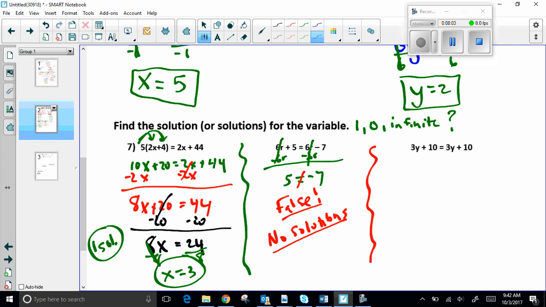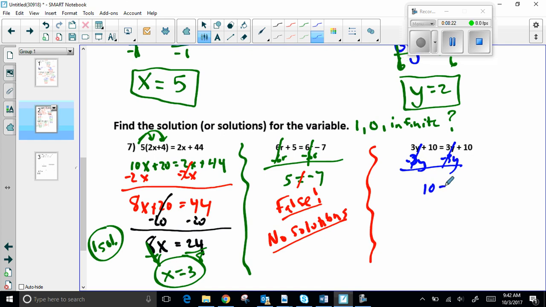Okay, last one. This one's a really easy one. 3y plus 10 equals 3y plus 10. You probably already know what that means. But if I didn't recognize that and I was like, oh man, there's variables on both sides, what I would do is I would subtract 3y on both sides. They would cancel out. Oops, both of them cancel out.